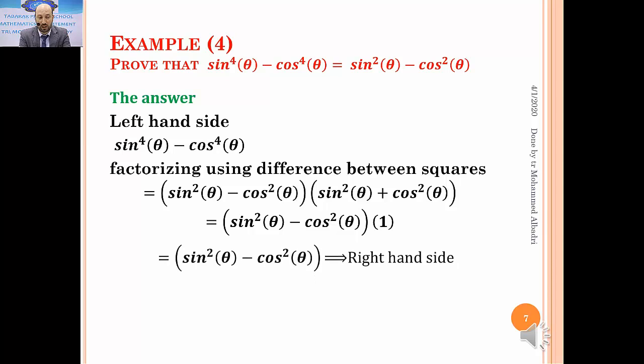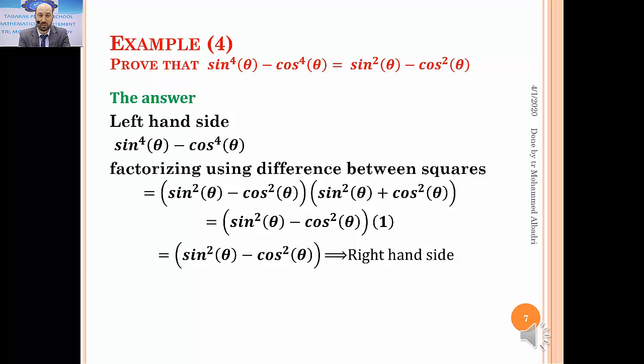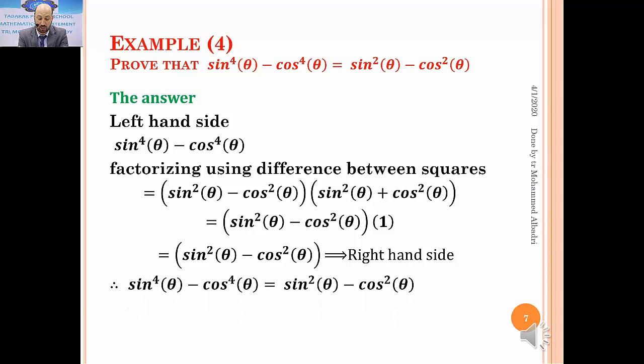Here we have a difference of two squares because we have even powers, and the sign between them is negative. So we are going to factorize it as a difference of two squares and simplify it. We will have the right side. So sine power 4 theta minus cosine power 4 theta equals sine squared theta minus cosine squared theta.